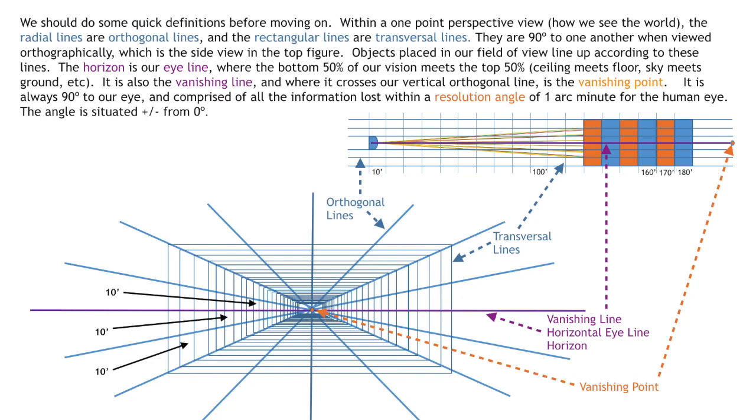The horizon, again, is our eye line. It's where the bottom 50% of our vision meets the top 50%, or where the ceiling meets the floor, or the sky meets the ground, etc. It is also the vanishing line, and where it crosses our vertical orthogonal line is the vanishing point. It is always 90 degrees to our eye, and comprised of all the information lost within a resolution angle of 1 arc minute for the human eye. This angle is situated plus or minus from 0 degrees from our eye line.